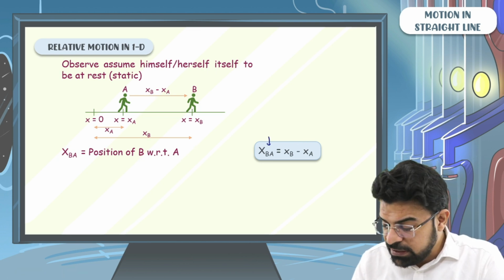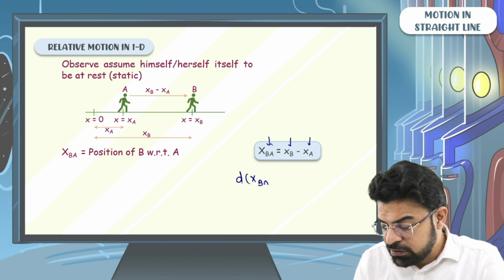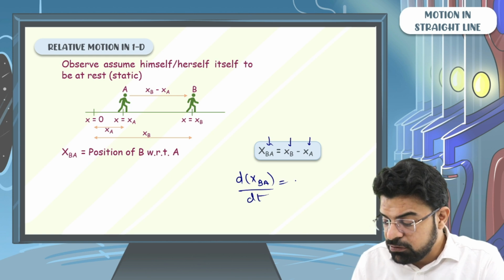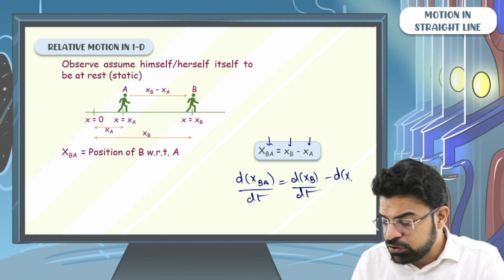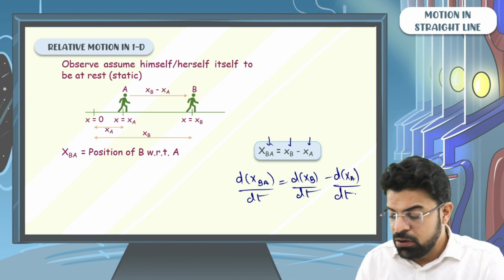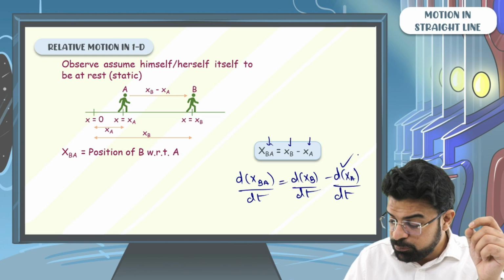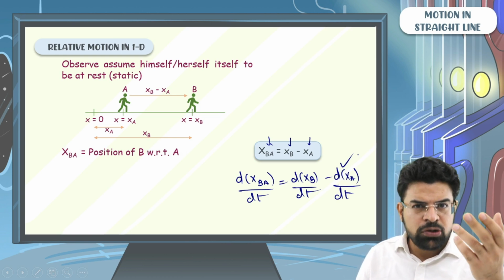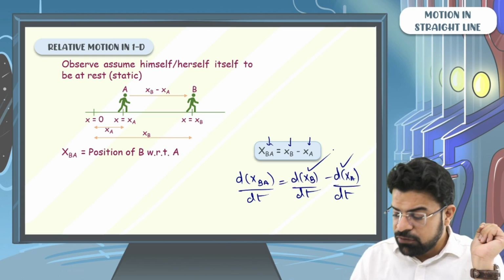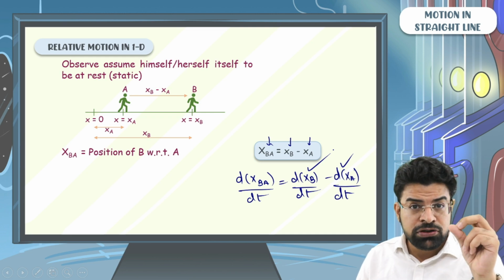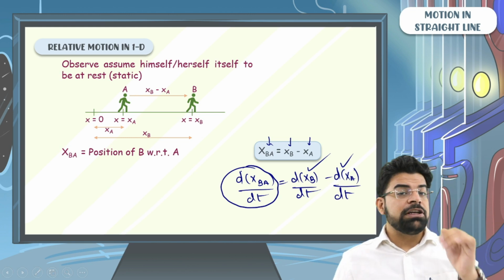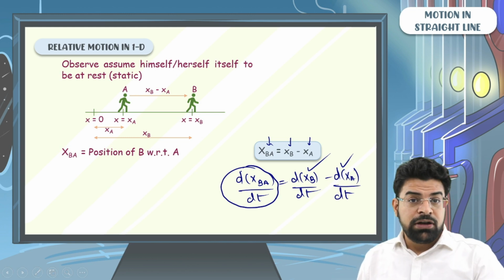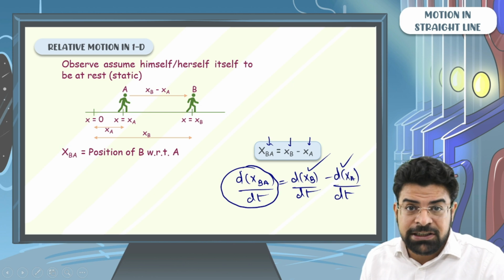If I differentiate each term here with respect to time, I will get the rate of change of position of B with respect to A with respect to time equals to the rate of change of position of B with respect to time minus the rate of change of position of A with respect to time. What is the meaning of rate of change of position of A with respect to time? Velocity of A. What is the meaning of rate of change of position of B with respect to time? Velocity of B. And the rate of change of position of B with respect to A, with respect to time, means velocity of B with respect to A.